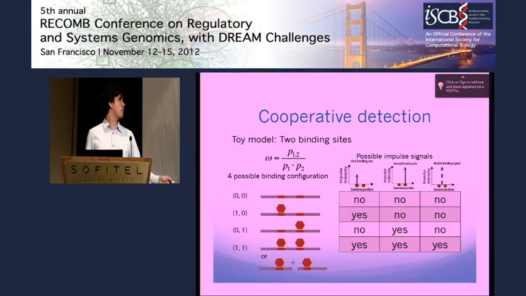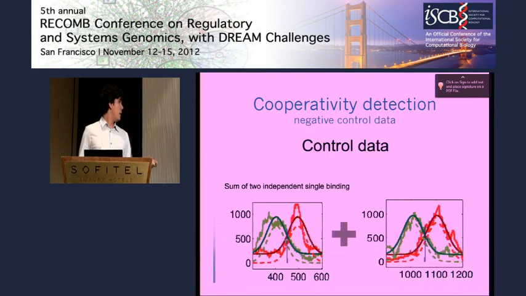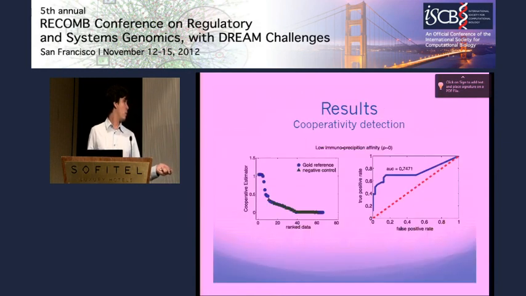We are able to take from the output of this data an estimator of cooperative interaction. For reference, we use data published by Shauhan et al. It shows positive cooperative interaction. And as a control, we use a sum of two sets containing only one site that would bind independently, so they would have negative cooperativity.